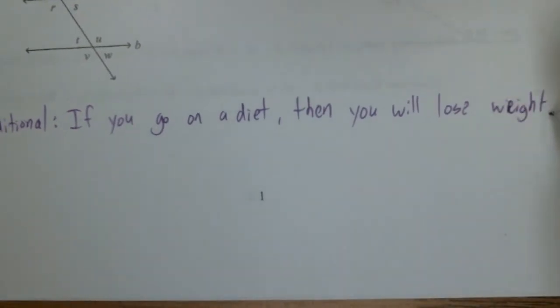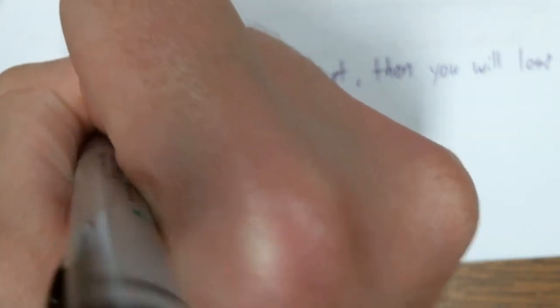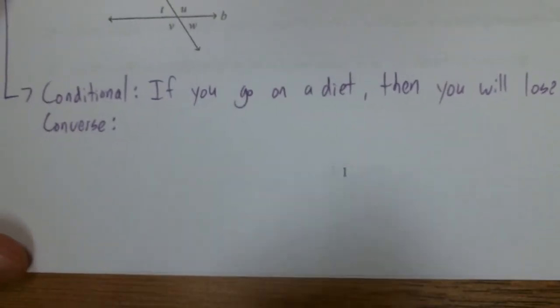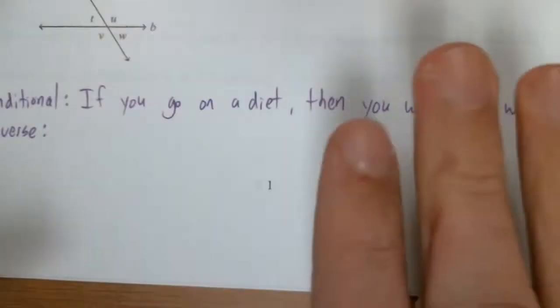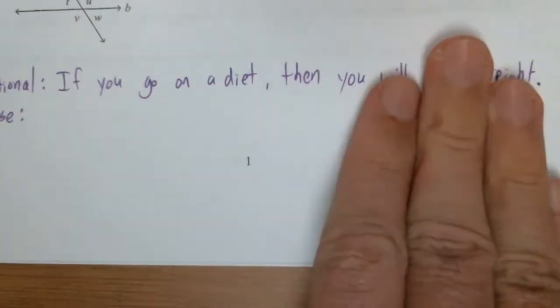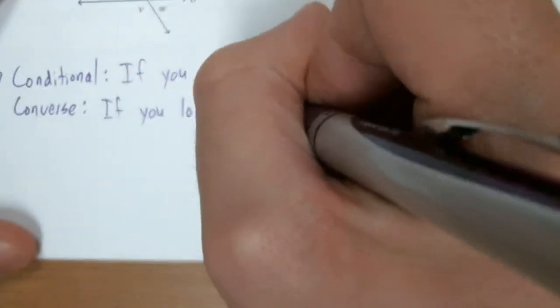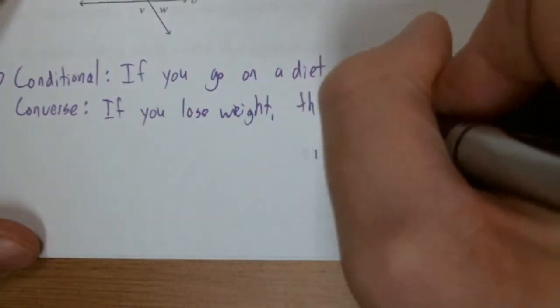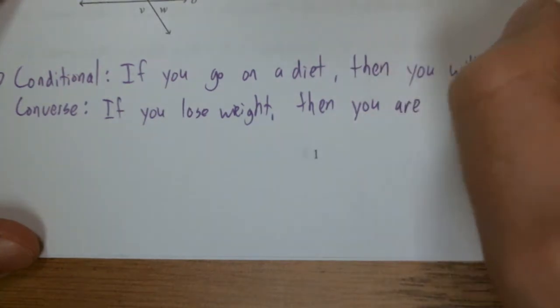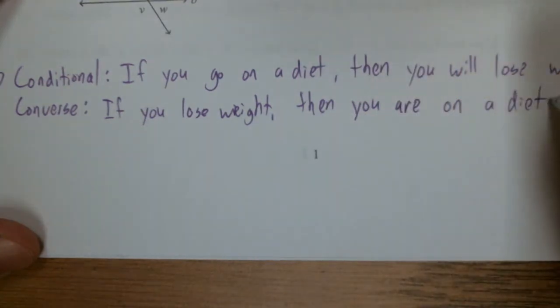All right, next we have the converse. What do you do with the converse? Switch the shoes. So we switch these two statements, okay? The back end goes in the front, the front goes in the back. So I'll switch this around, and this will still be an if-then statement. So I have, if you lose weight, then what? Then you are on a diet.